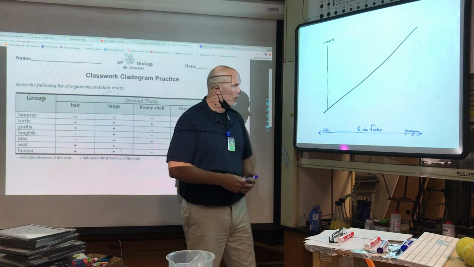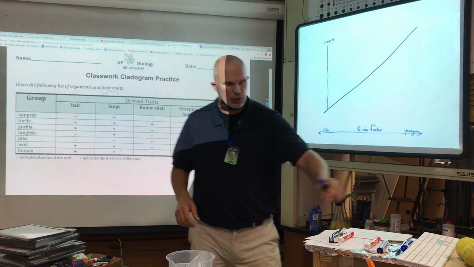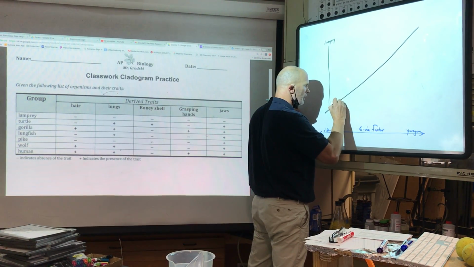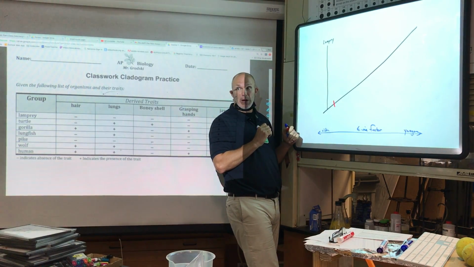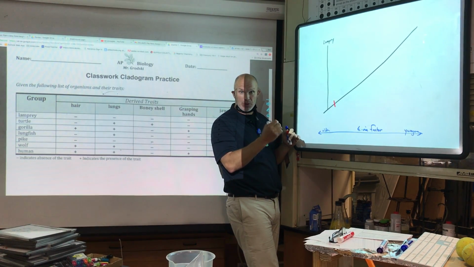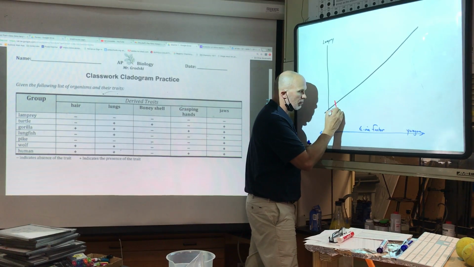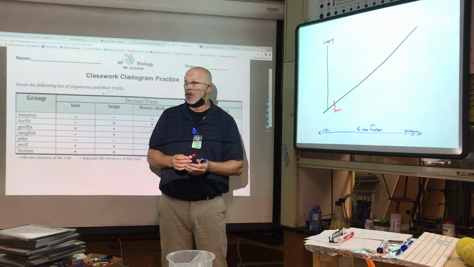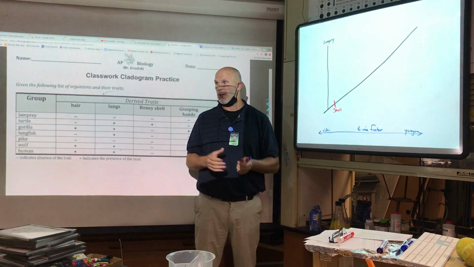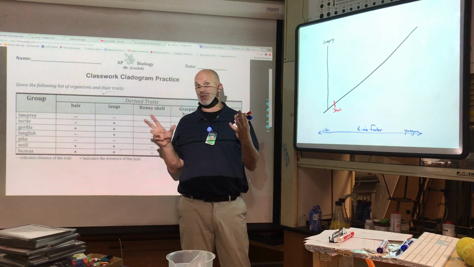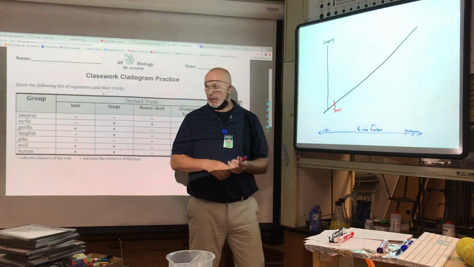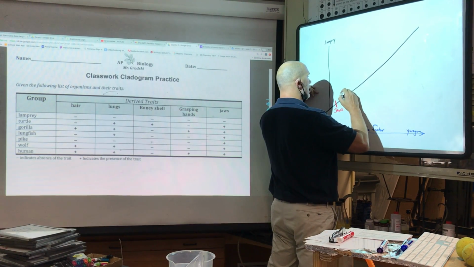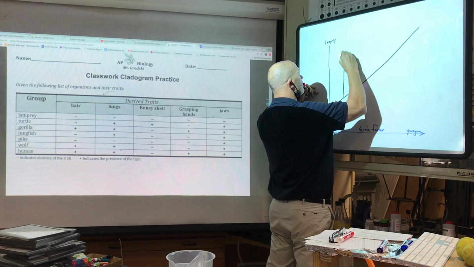So watch what I do here. Okay, I'm going to write jaws. So right here, I mark this here. That represents a new trait, a new mutation that was selected for. And I'm going to put jaws right here. So unlike a phylogenetic tree, we actually label where the new allele possibly developed. I say possibly. Remember, this is a hypothesis based on data that I have. Okay, so we see that the pike is next. And so I draw this line all the way to the top, and I write the pike.